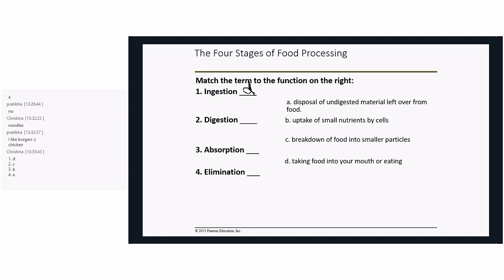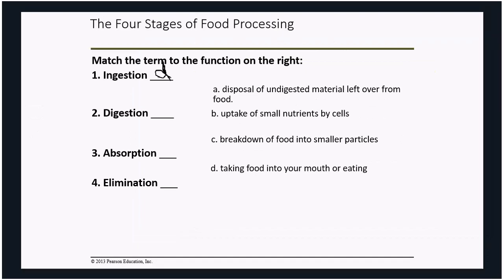Okay, so digestion is the breakdown of food into smaller particles. So that's the actual breakdown of that burger, carrot, or noodles into smaller pieces. Absorption is uptake of small nutrients by your cells. So those nutrients are actually crossing the cell membranes to get where they need to go. And then elimination is disposal of undigested material left over from food. So that would be, in the case of the digestive system, feces. So disposing of what your body can't use.